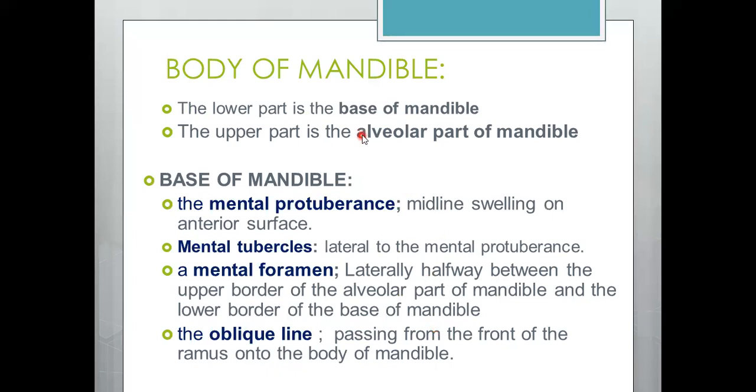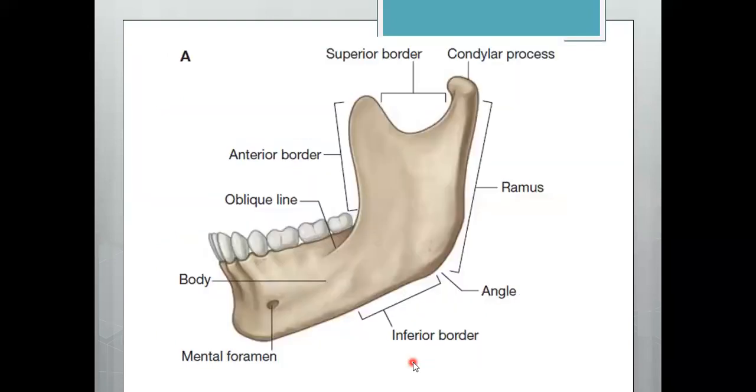First of all, the body of the mandible is composed of two parts, the lower part and the upper part. The lower part is basically the base of the mandible and the upper part is the alveolar part of the mandible. The base of the mandible comprises the following features. It has the mental protuberance, mental tubercles, a mental foramen, and an oblique line which passes from the front of the ramus onto the body of the mandible.